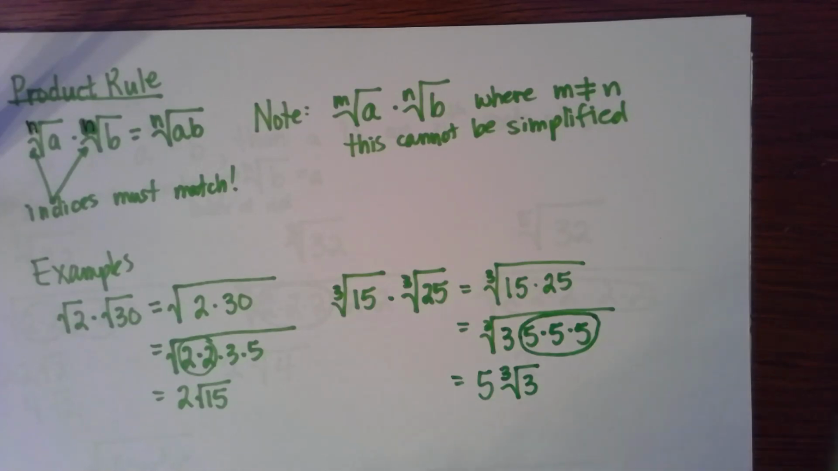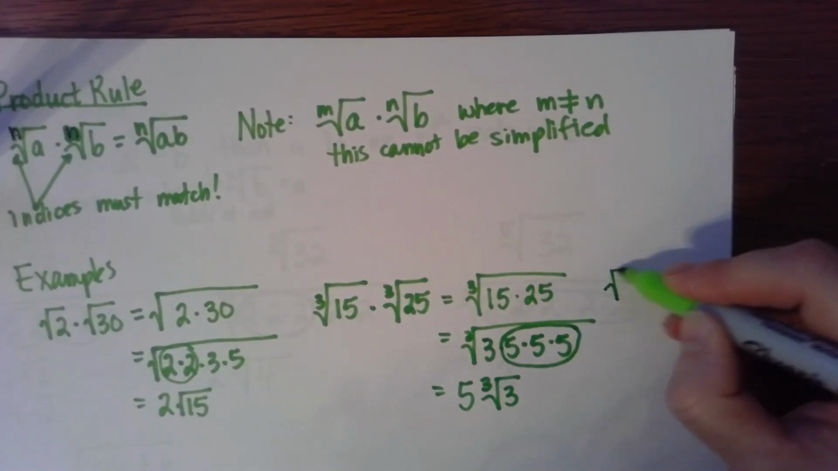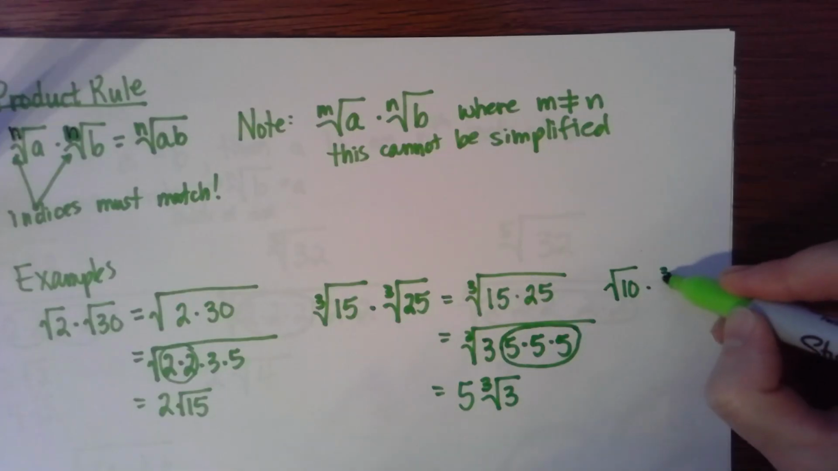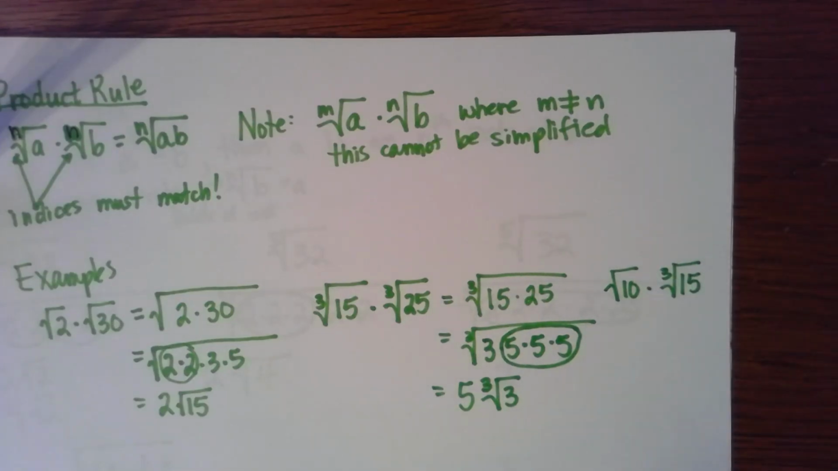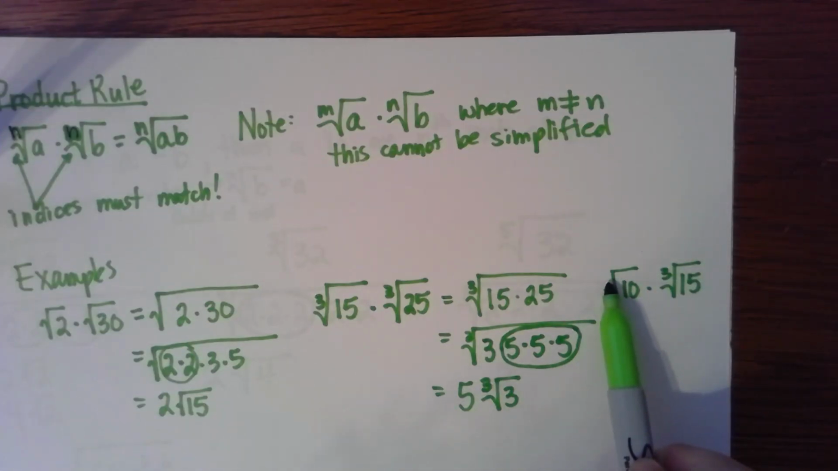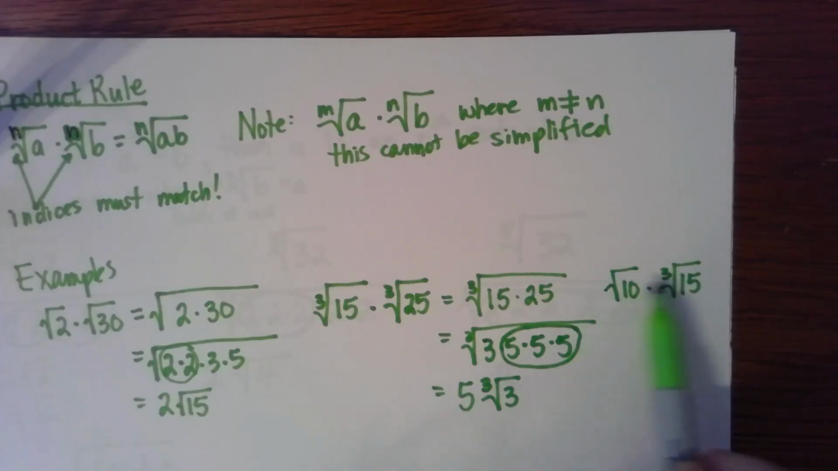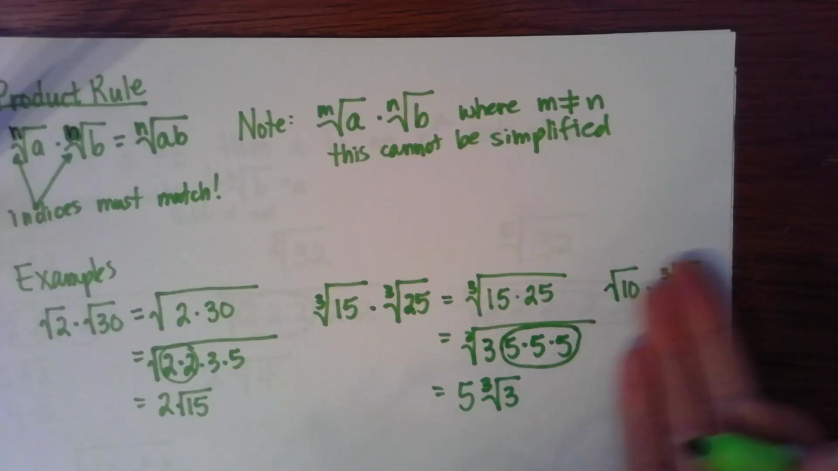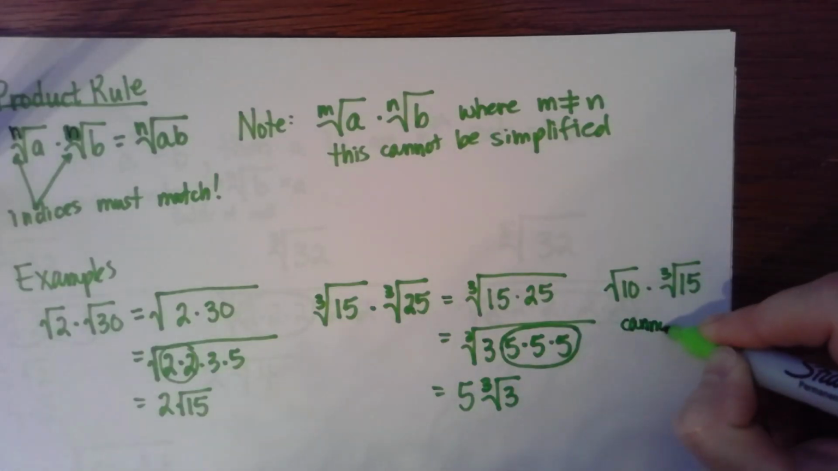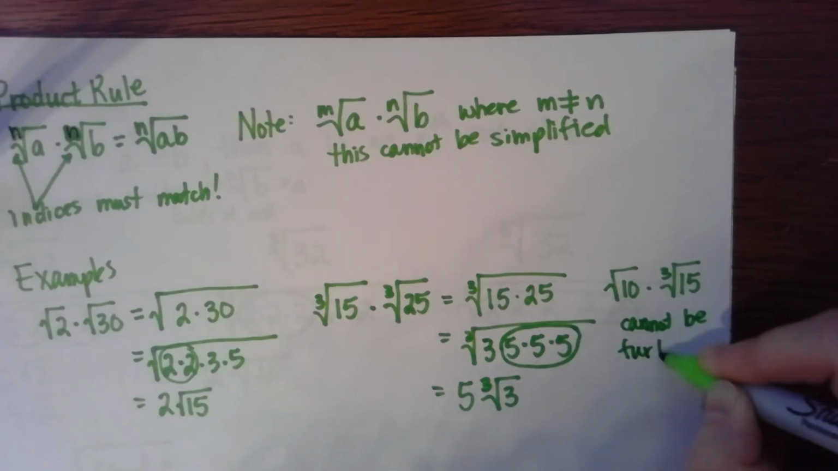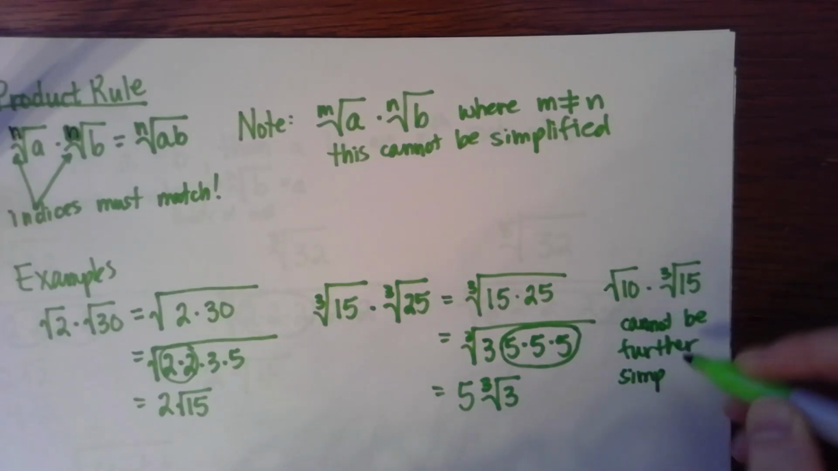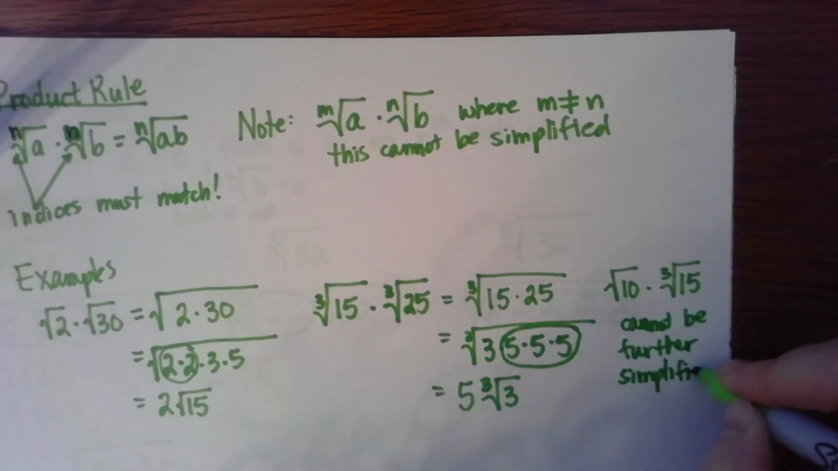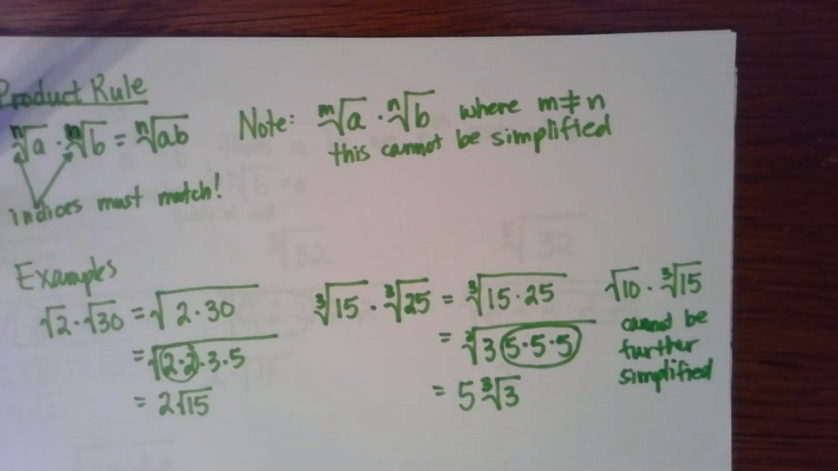Okay. And finally, let's say I wanted to do the square root of 10 times the cube root of 15. The first thing I would ask myself is, do the indices match? Well, this one, there's no index here, so that's a 2. This one's 3. The indices don't match. I can't do anything with it. This is already simplified. This is in its simplest form. This cannot be further simplified. That's as simple as it gets. Okay. So that is our multiplication or our product rule.